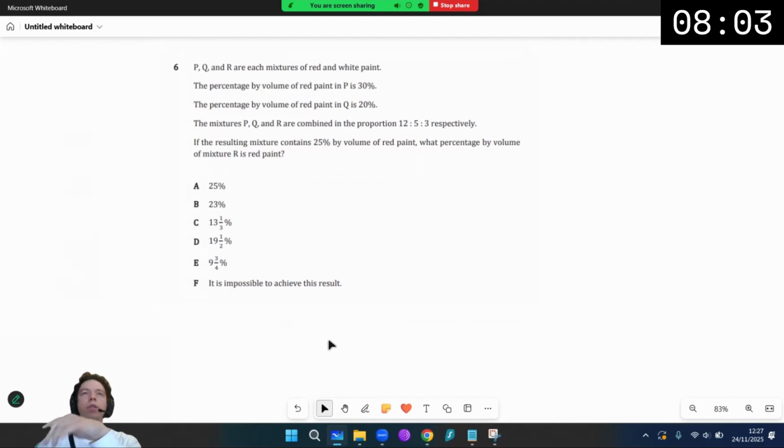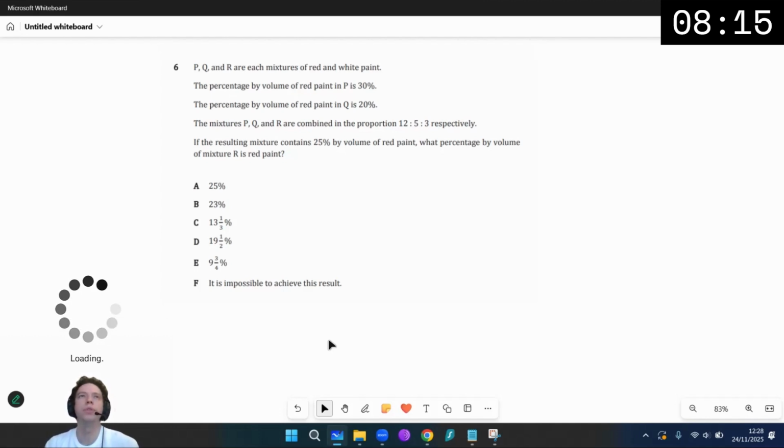paint? Okay, so I think a good strategy here is not to work with either percentages or ratios necessarily, but find a quantity of P, Q, and R such that the calculations are easy, right?